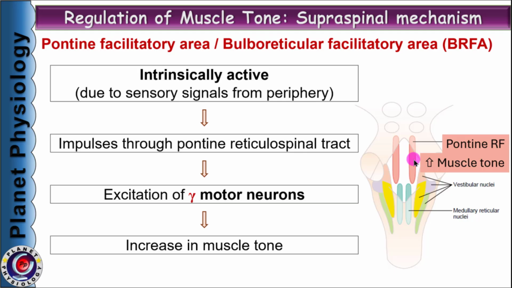extending in the midbrain. Nuclei in this area constantly receive sensory signals from the periphery and hence are intrinsically active. As a result, it constantly transmits excitatory signals to the gamma motor neurons via pontine reticulospinal tract. Increased gamma motor discharge facilitates stretch reflex, leading to increase in muscle tone.